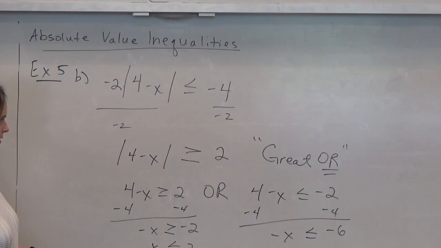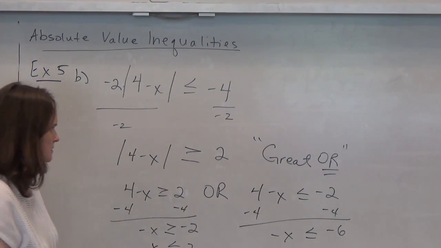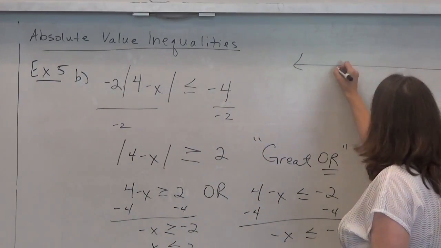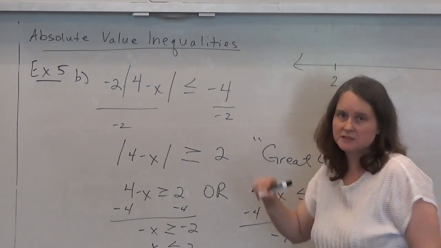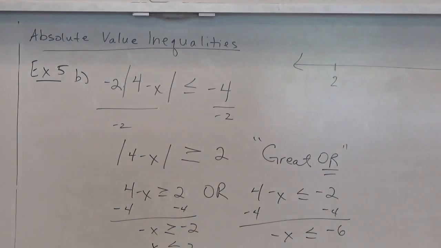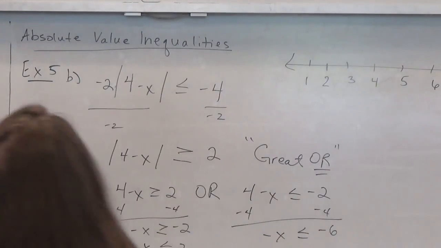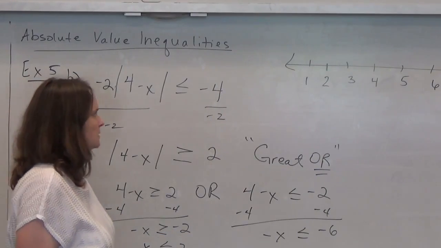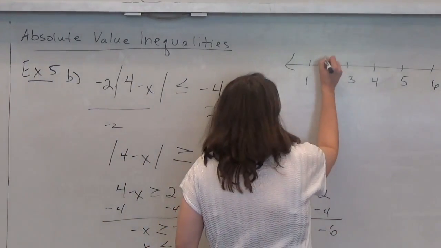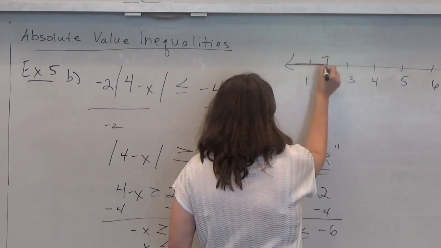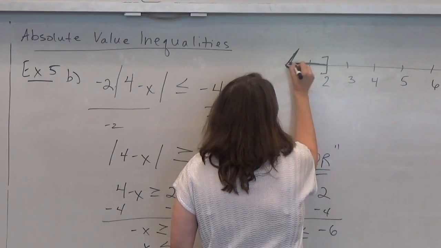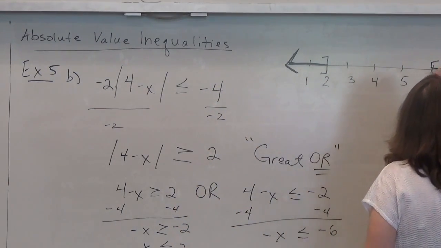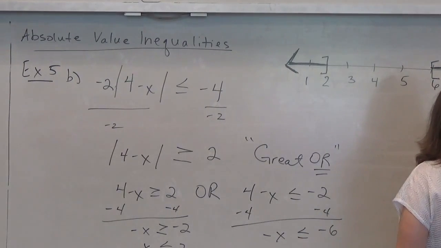All right, so let's see what this looks like on the number line. So we're going to graph x is less than or equal to 2, or x is greater than or equal to 6. So less than or equal to 2 is going to put you back here with a square bracket or the closed circle. X greater than or equal to 6 puts me over here with a square bracket shading to the right.